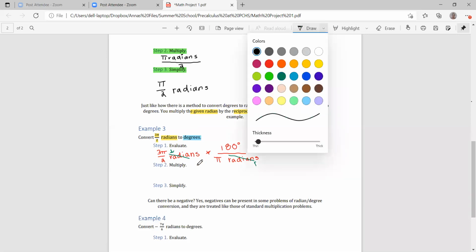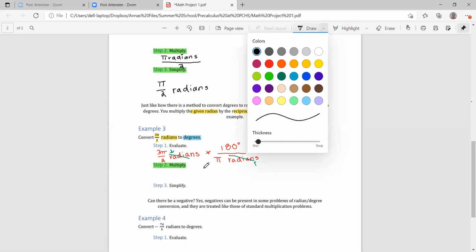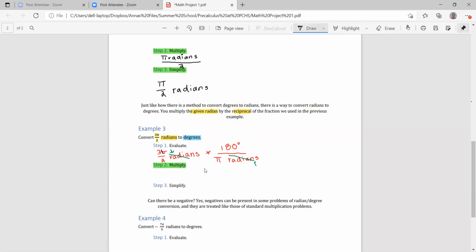Now that we know general knowledge, we're going to move on to step 2, which is multiplying. So we're going to take what we cross-canceled out. Hold on, we forgot pi. We're going to multiply this out. So numerator by numerator, we have 3 and 180. So 3 is multiplied by 180 over denominator by denominator, which is all under 2.